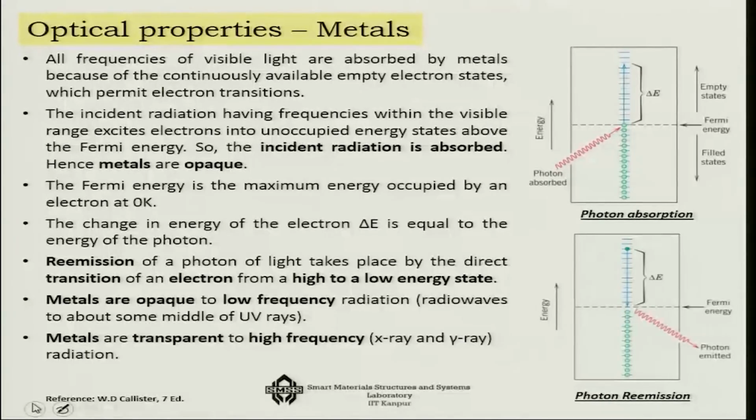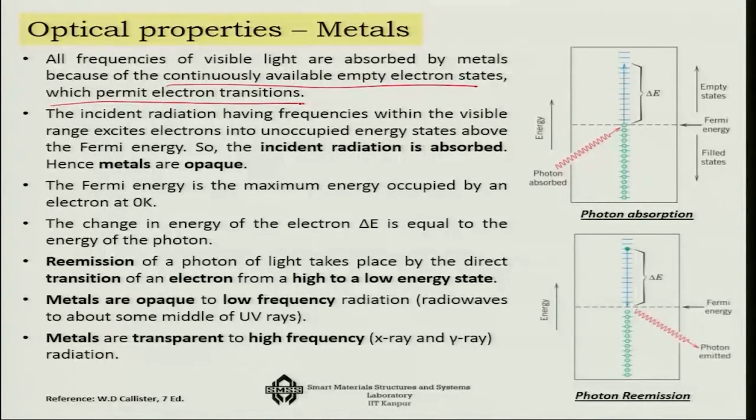Let us first discuss the metals, that is, the optical properties of the metals. Now, all frequencies of visible light are absorbed by metals because they have continuously available empty electron states which permit electron transitions. I already told you that a metal always has, as if, a cloud of electrons. It never has a lack of electrons.